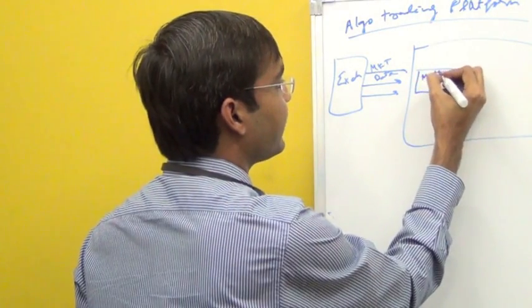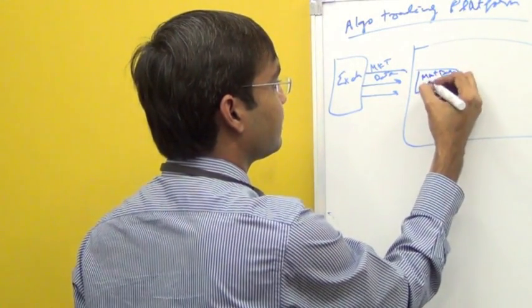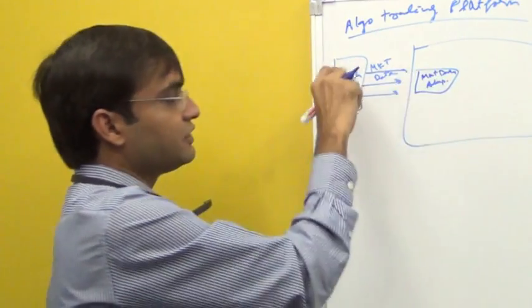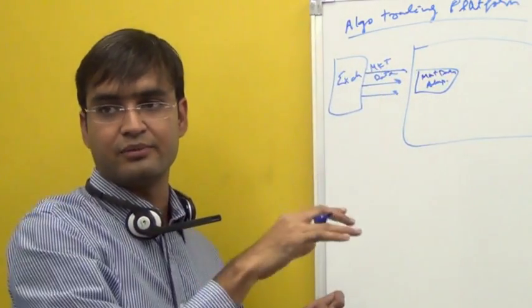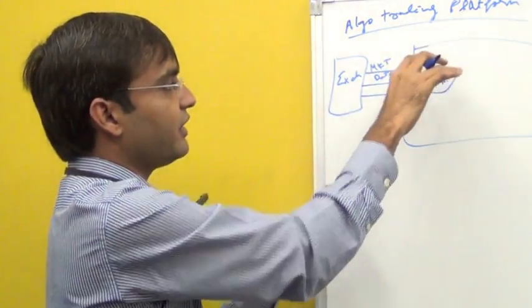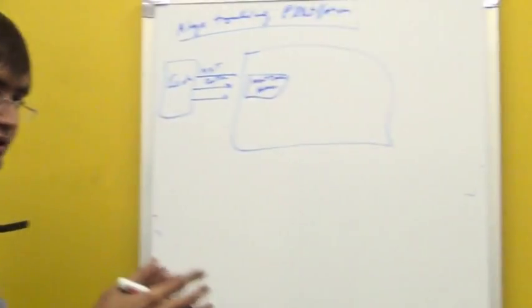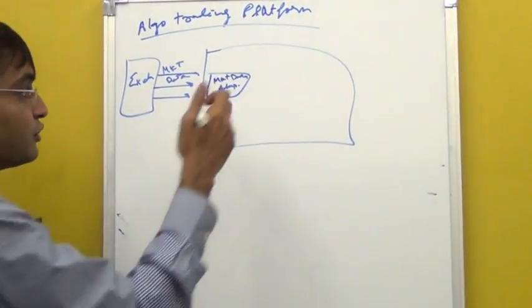Call it the market data adapter. All the data, whichever is coming on the broadcast or tick by tick, is being handled by this adapter. It converts and stores the data. It can store or it might not store.